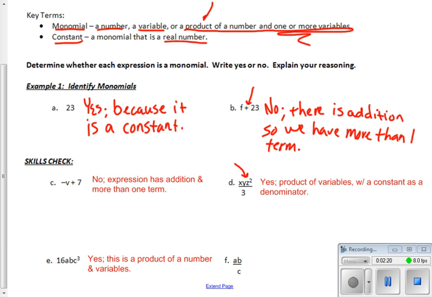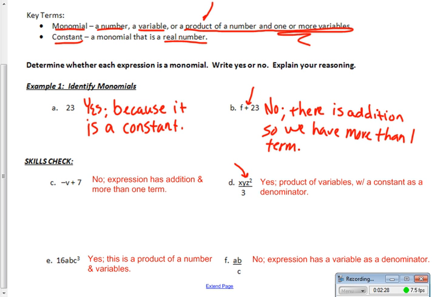And the last one is actually not a monomial, okay, because you have a variable as a denominator. So when you have a variable in that denominator, it's not. When you have a constant in the denominator, it is a monomial.